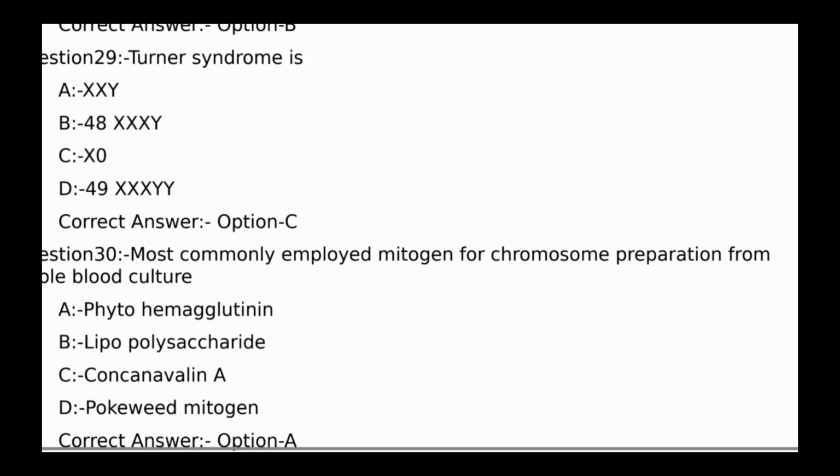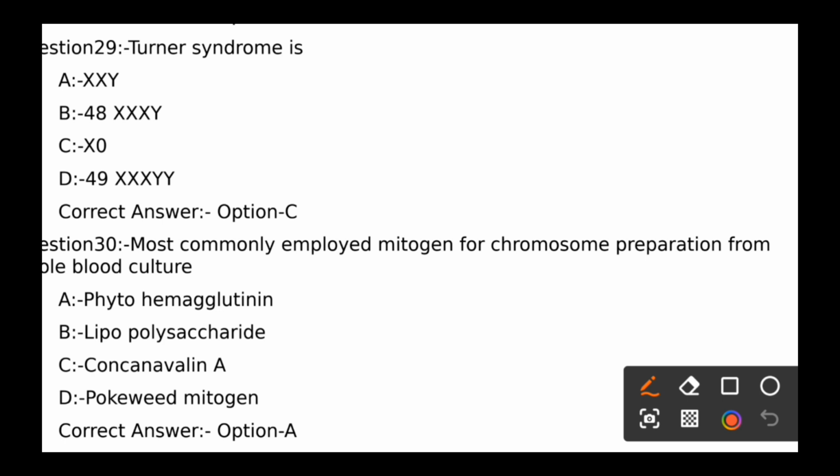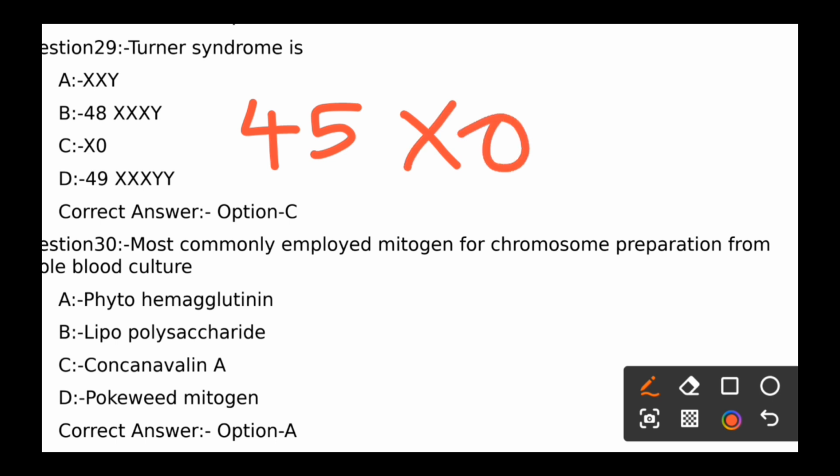Next one. Turner syndrome is option A XXY, option B 48XXY, option C X0, option D 49XXY. Turner syndrome is 45X0. So the right answer is option C, X0. Turner syndrome is X0.